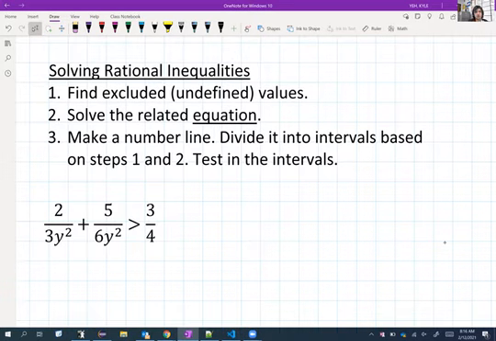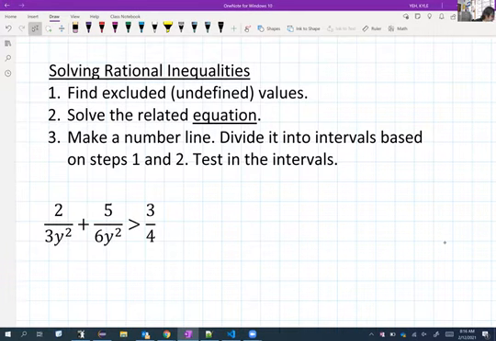Step 3, make a number line, divide that number line into intervals based on any undefineds and any solutions, and then we're going to test in the intervals. So a lot of this should look familiar. We're just recombining some steps. On this problem, 2 over 3y squared plus, I totally misspoke there, plus 5 over 6y squared is greater than 3/4, as you see on the screen.